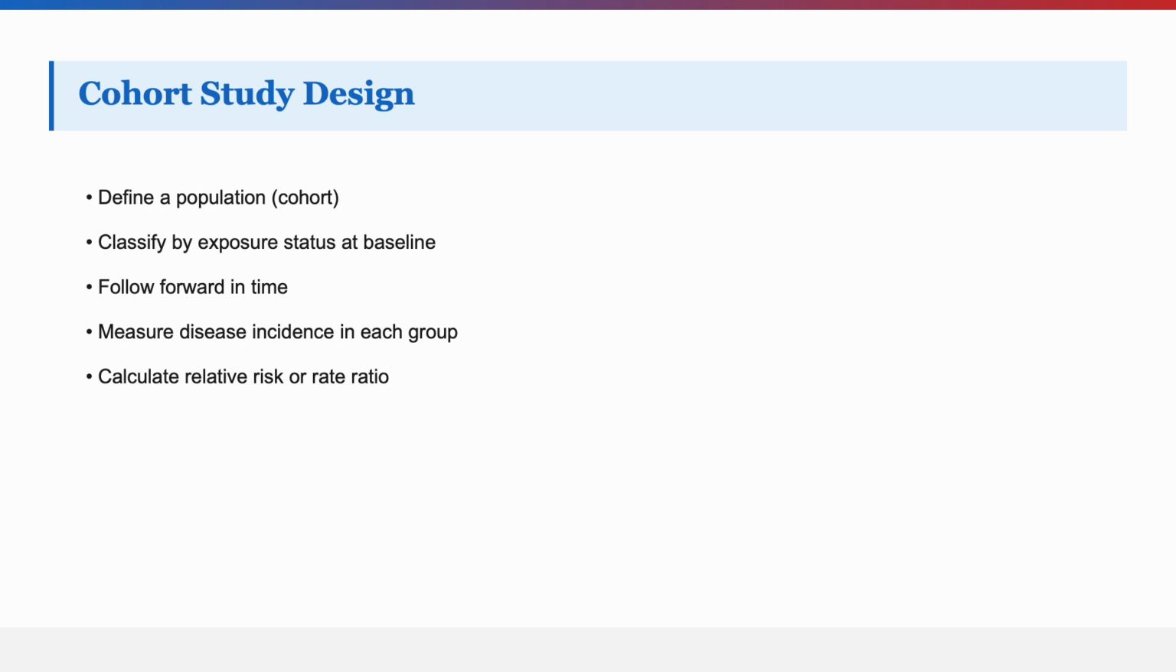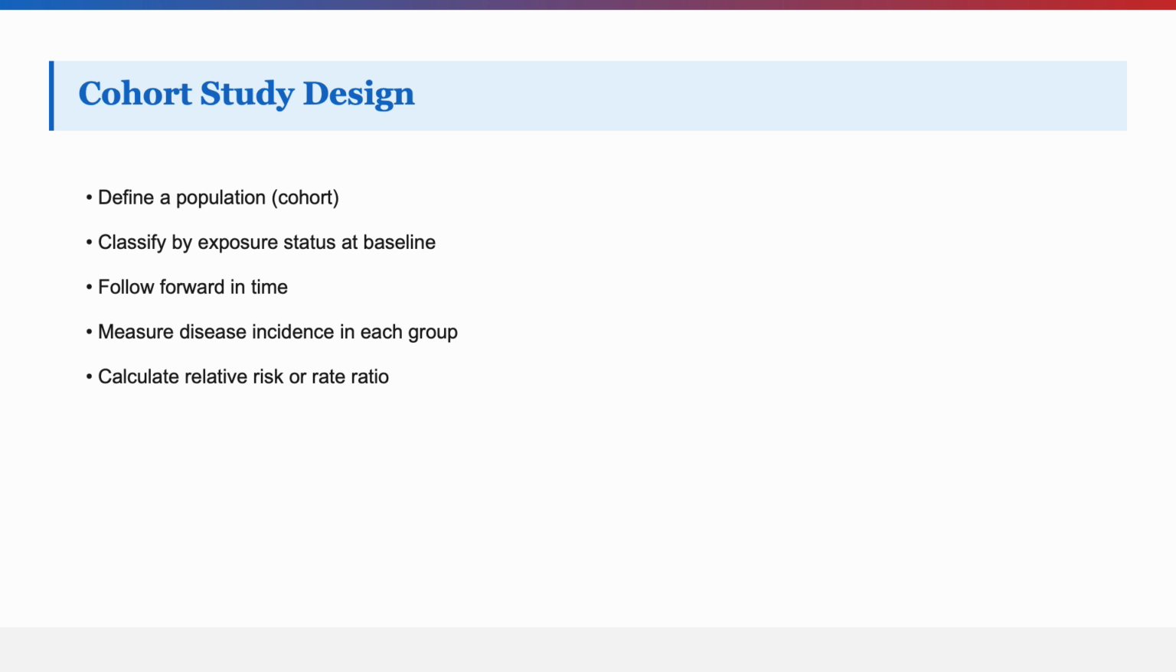At baseline, you classify cohort members by exposure status. Are they smokers or non-smokers? Do they have high or normal blood pressure? Have they received a particular medication? This classification must happen before disease develops, that's essential.